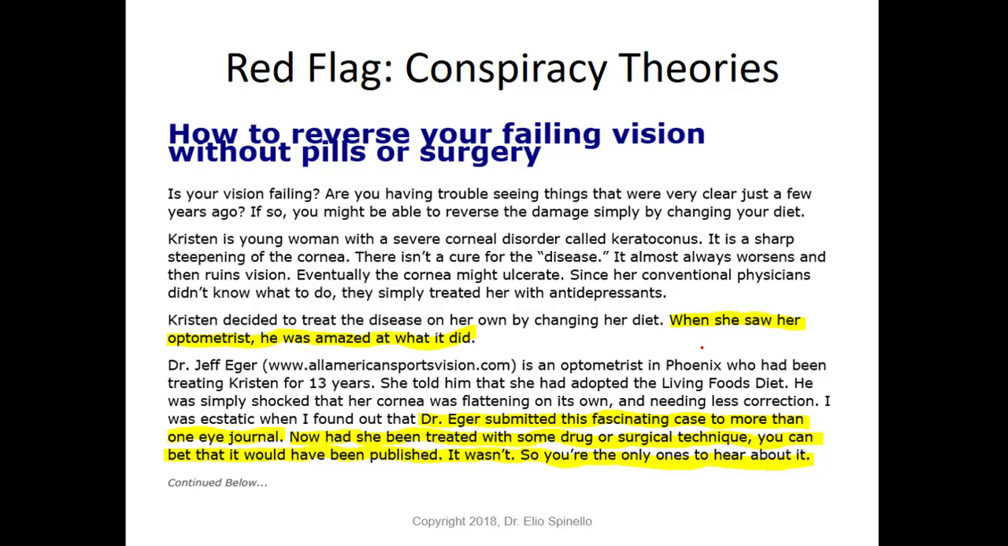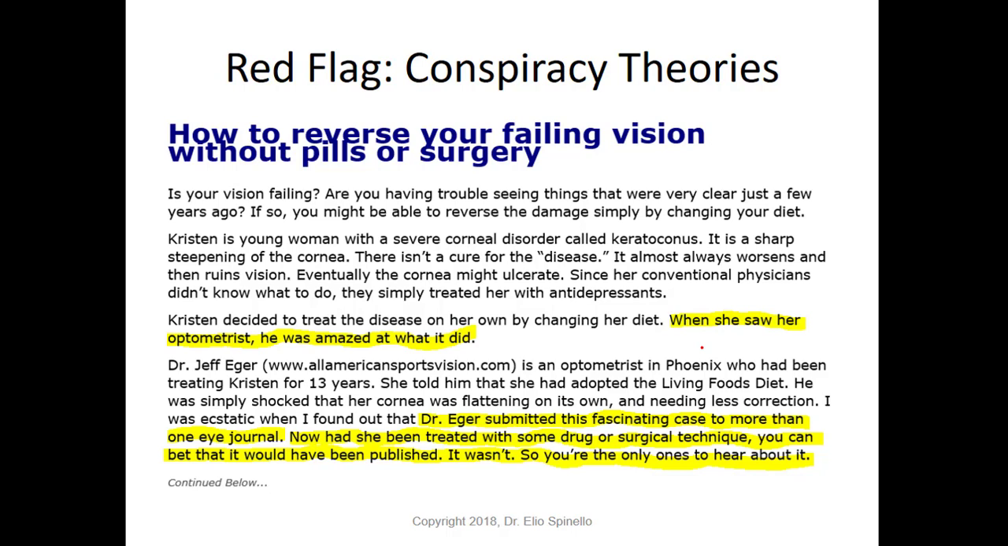Here's an example right here. This is having to do with a disease called keratoconus. It's a degenerative corneal disease. It causes loss of visual acuity over several years. And in this case, there's this little story here about this woman named Kristen who came up with this diet that she started to eat for herself, and she completely reversed her keratoconus. That has never been found to have happened in all the literature out there.